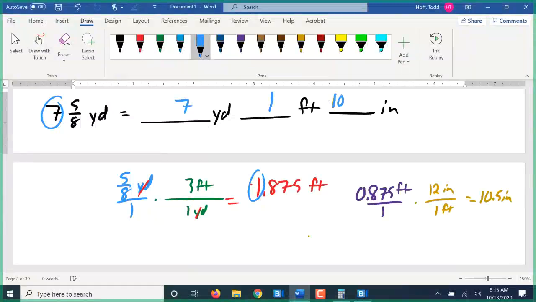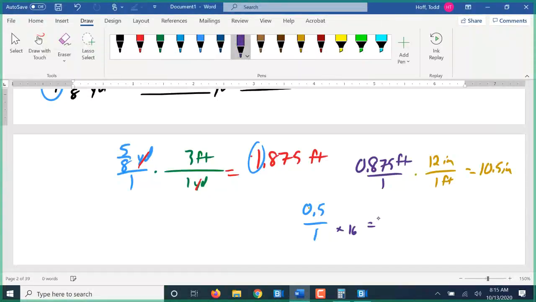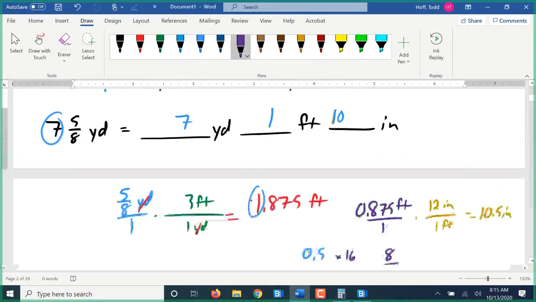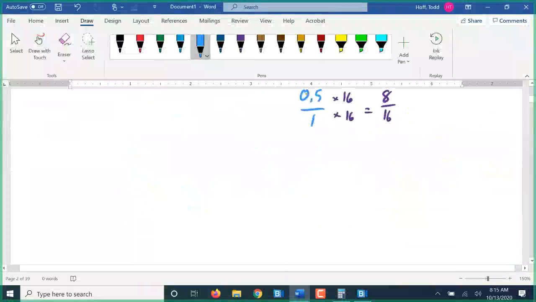Now the 0.5 inch we can probably guess is going to be half an inch. But let's do the conversion anyway. 1 times 16 is 16. 0.5 times 16 is 8. So that is 8 sixteenths, which reduces to half an inch. So 7 and 5/8 yards become 7 yards, 1 foot, 10.5 inches. This is a little bit of a trickier conversion, but it is very useful in some applications.